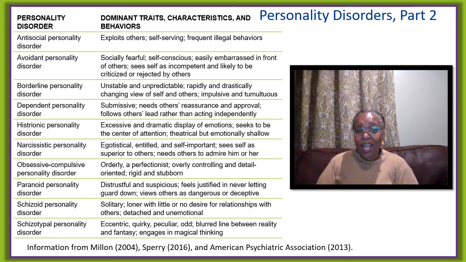Narcissistic personality disorder. I am not saying names, but we've seen some people demonstrate narcissism in the sense that they're egotistical and feel that they're entitled. They think that they are self-important above anyone else, superior to everyone else, and they have to have everybody admire them. You can think of anybody that'll give you a clear picture. I won't say names. Obsessive compulsive personality disorder. Now, there is a difference between obsessive compulsive disorder and obsessive compulsive personality disorder. Here, this is one of those personality disorders where they have to be orderly, perfectionistic. They're micromanagers, overcontrollers, extremely detail-oriented, very stubborn and rigid.